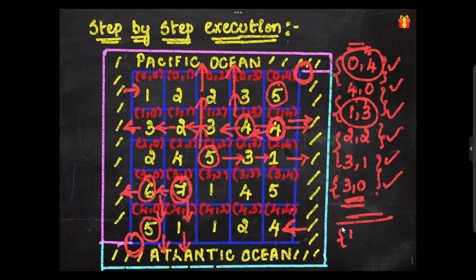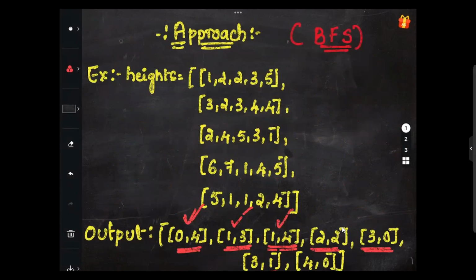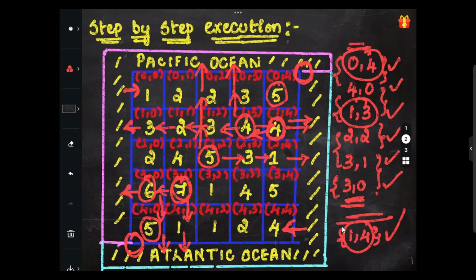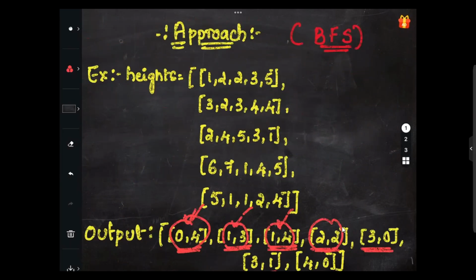We have to consider 1, 4 as well. I forgot this one, right? So let's add this one here. 1, 4 is present in the output. We have got 1, 4 as well here. These three we got. Let's check for 2, 2 here in this case. So 2, 2 here it is there, right? So 2, 2 is present in our answer as well, in the output that we got.